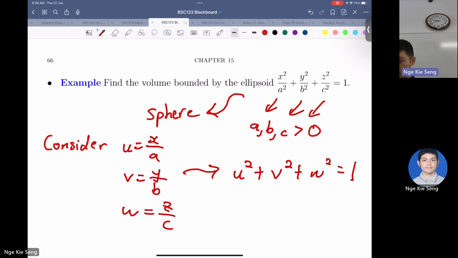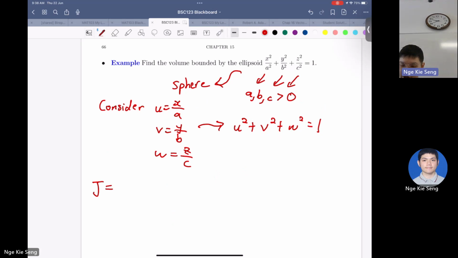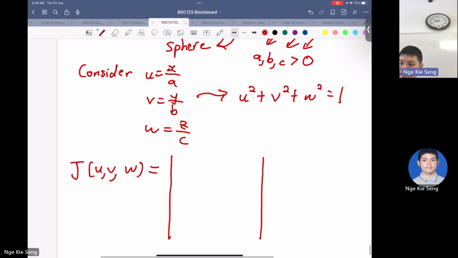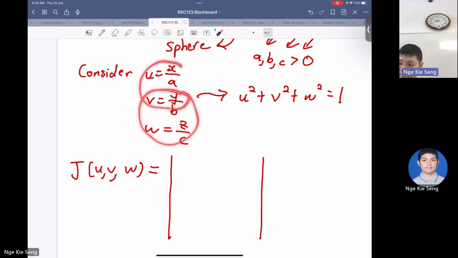So what's the Jacobian here? What size is this Jacobian? It is 3 times 3. But you will realize that a lot of terms in this Jacobian are actually 0. Do you see why? Because each variable is defined using only one variable, so the other variables don't affect it.